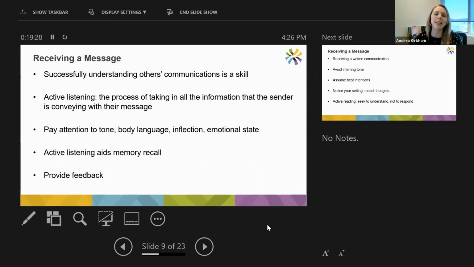All of those things will help you to better understand what the person might be communicating to you without actually speaking it or writing it if it's a written one. You could also find out how they're doing, or if you've been working with them regularly, you might know some of this information. Not to mention, active listening helps with memory recall.